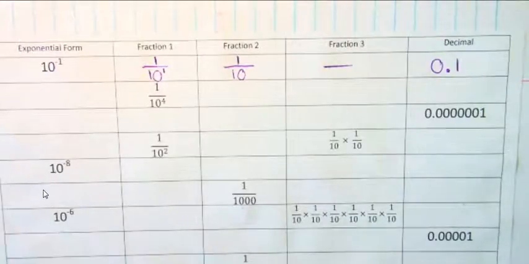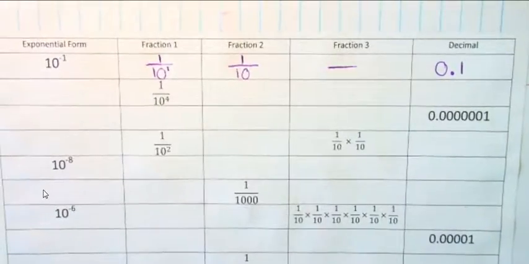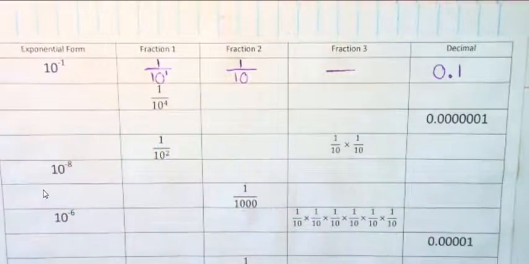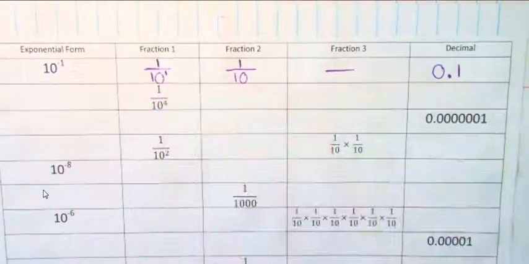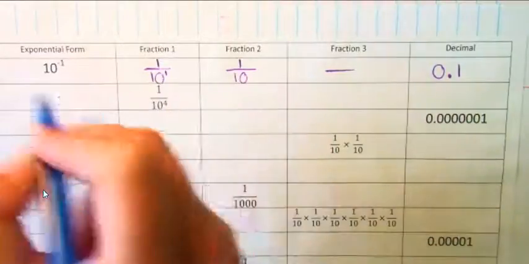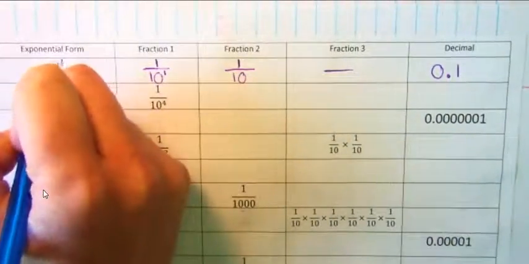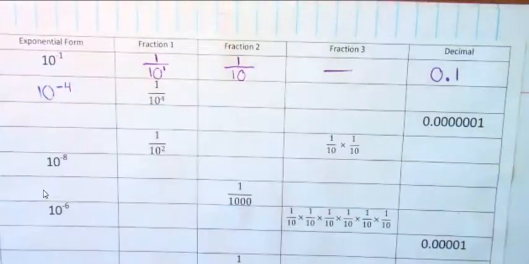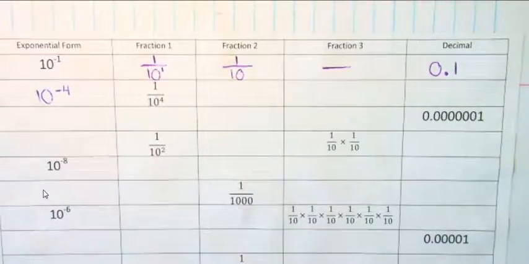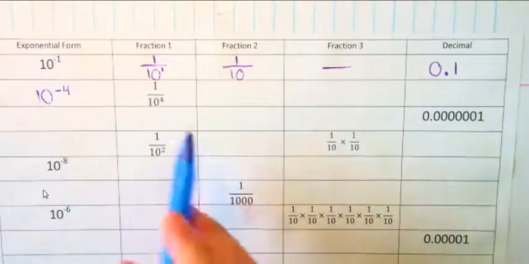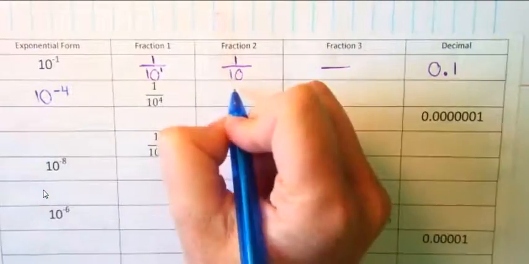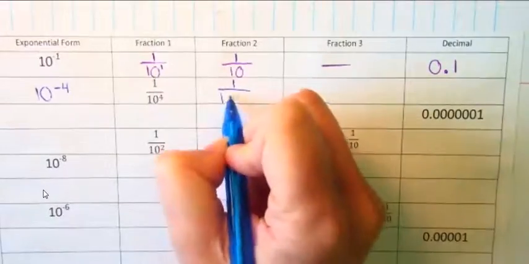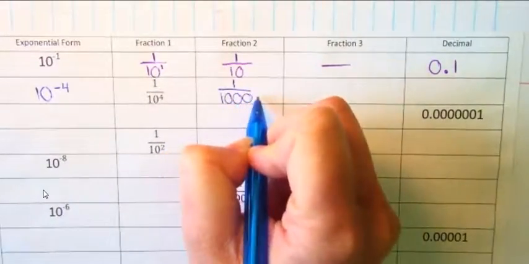And I will do one more row with you just to be sure. Because let's look at the next row. We don't have the exponential form. They've given us the fraction. But if I have 1 over 10 to the 4th, then I know, since it's a fraction, it's going to be a negative exponent. So it's 10 to the negative 4th. Fraction 2, well, it's a negative exponent, so I know it's going to be a fraction. How many zeros am I going to need? Hopefully you are thinking that you need 4 zeros.